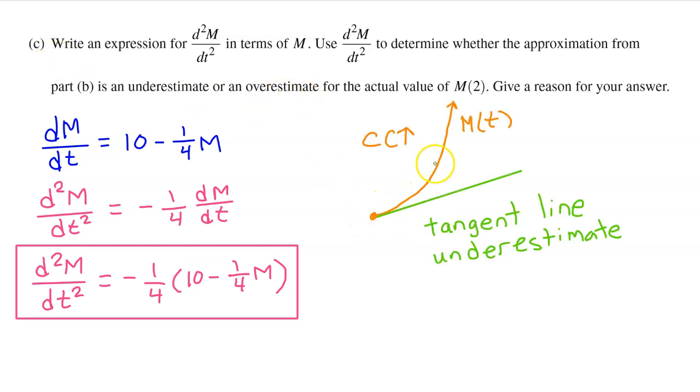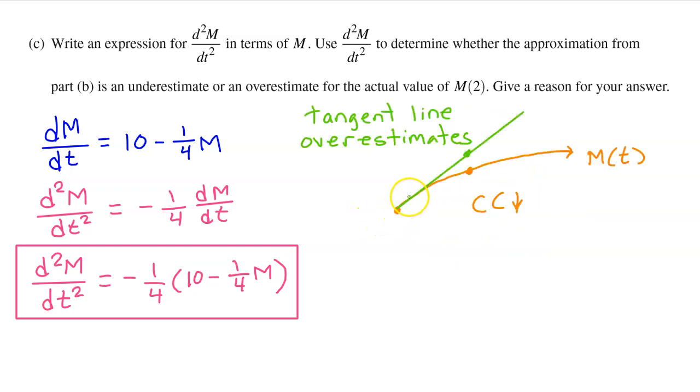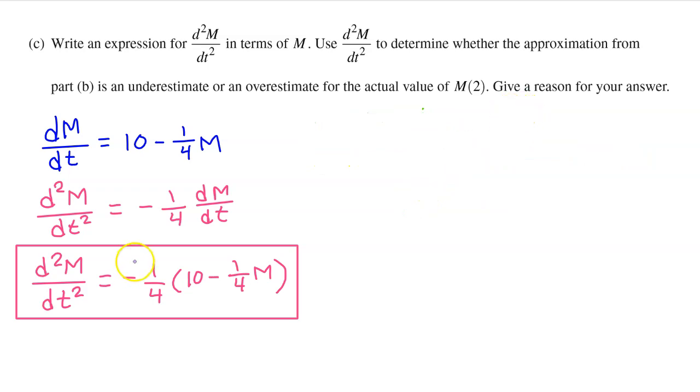If m of t is concave up on the interval in question, then the tangent line will underestimate, because the tangent line is below the curve. If m of t is concave down on the interval in question, the tangent line overestimates because the tangent line is above the curve. We can use the second derivative to determine whether m of t is concave up or concave down on various intervals. If the second derivative is positive on a given interval, m of t is concave up. If the second derivative is negative, m of t is concave down.